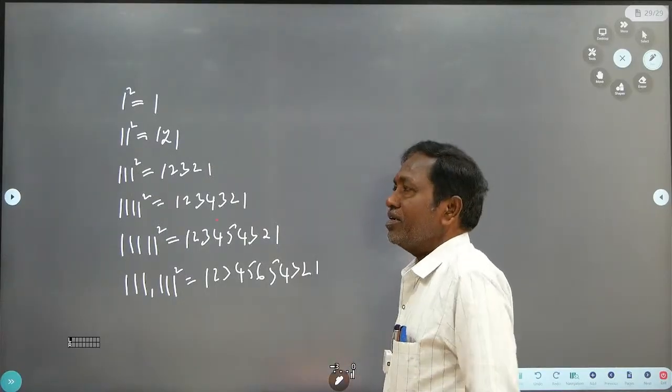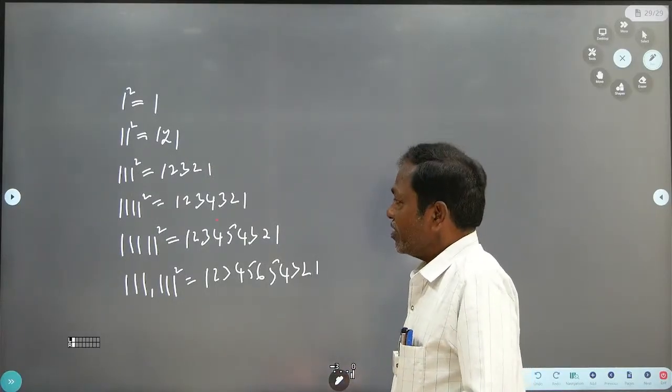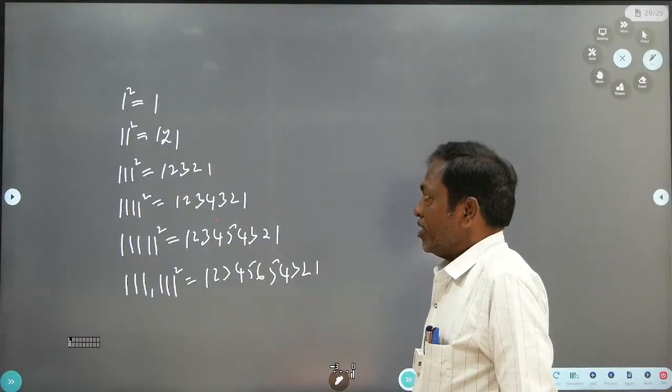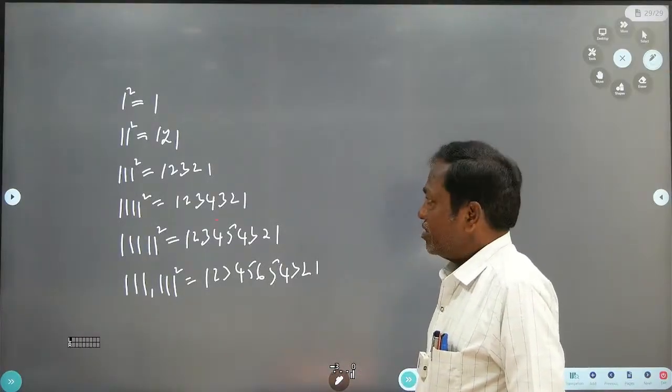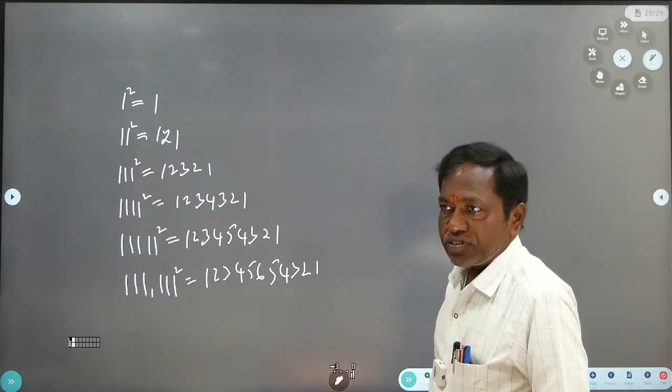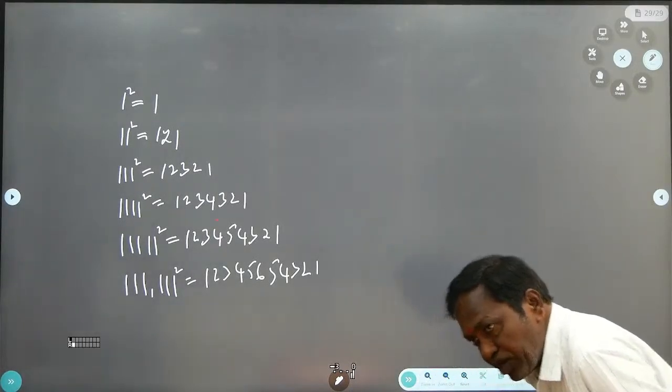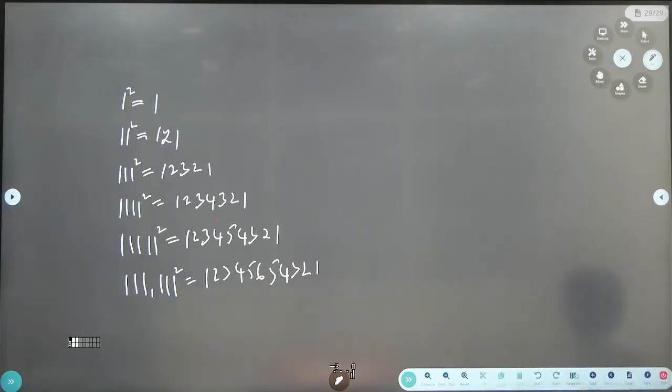But I think 2 years before a question was asked related to this. I will come up with that question. I think 23 or 24. I do not remember exactly. So these are the very properties of 11, like squaring the number.